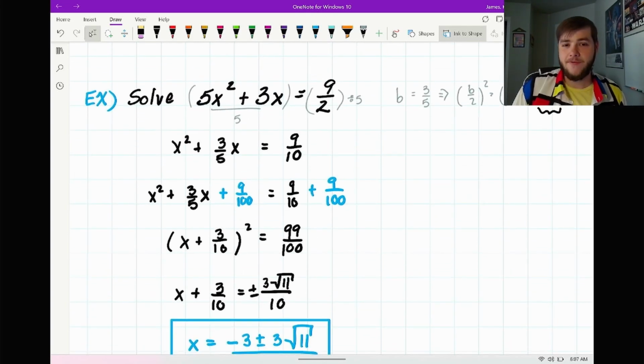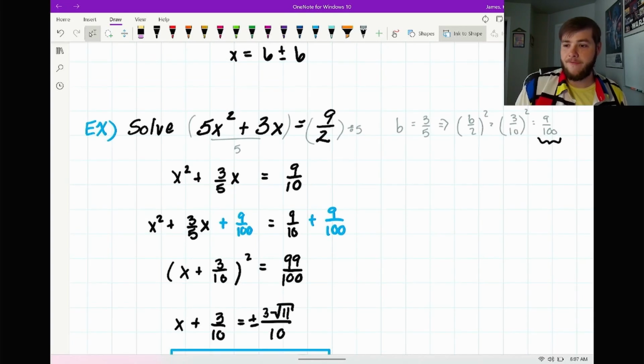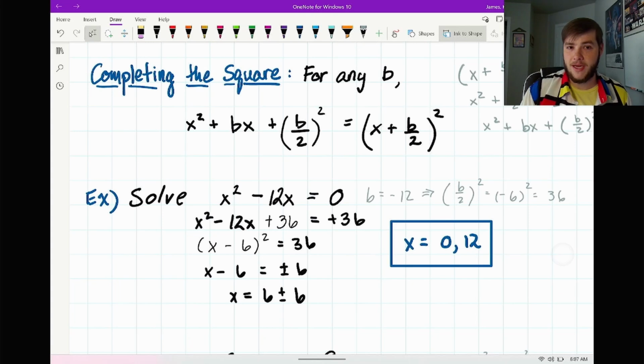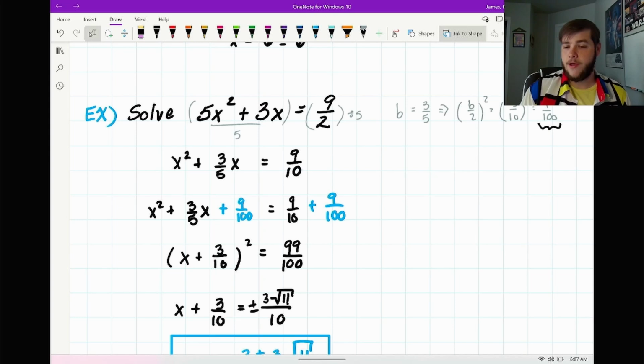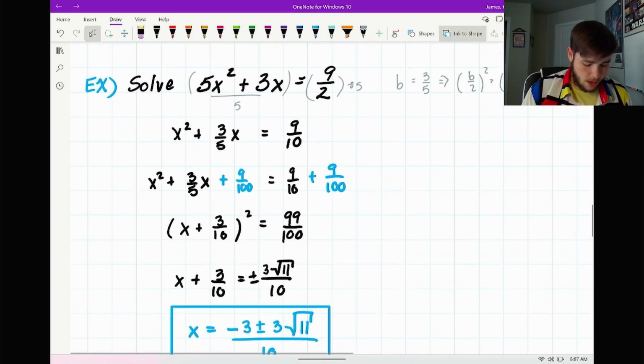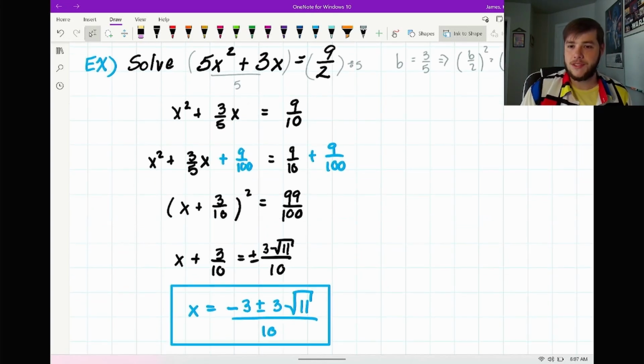That left me with something like the left-hand side and the completing the square identity. So I was able to write the perfect square, x plus 3/10 squared, on the left-hand side, and simplifying the right-hand side, I got 99 over 100. Taking the square root on both sides canceled the square on the left-hand side and left me with plus or minus 3 root 11 over 10 on the right-hand side. Last thing I had to do was subtract the 3 over 10 from both sides to get the final answer.